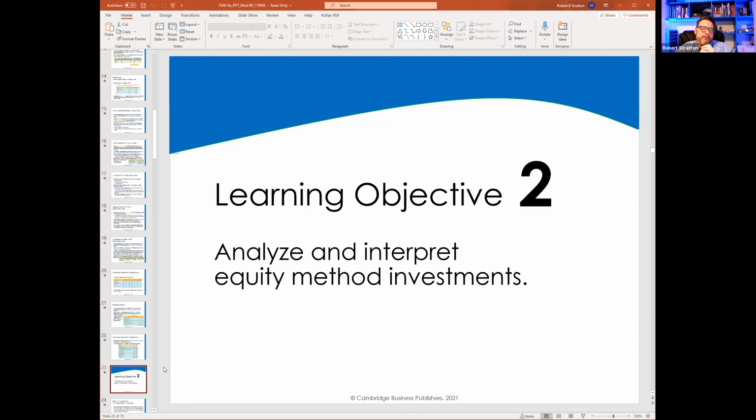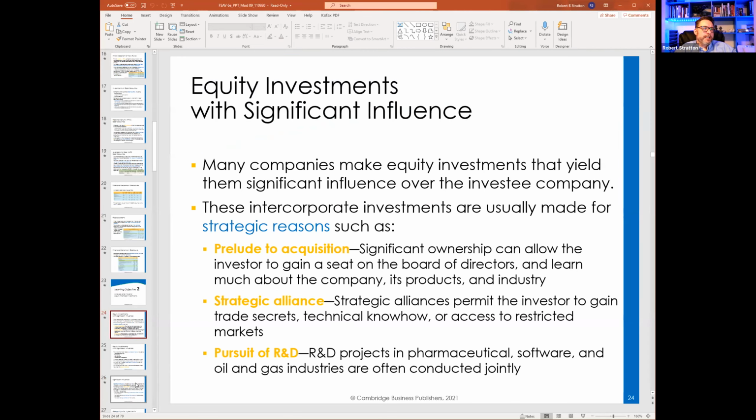So some influence, but not complete control. Then you do this equity method. This one gets a little bit more tricky. So why are you doing equity investments at this significant influence? This is a lot for strategic reasons. You can get a seat on the board of directors, start influencing the board to then accept the offer later on, or to learn about the company, its products and industry.